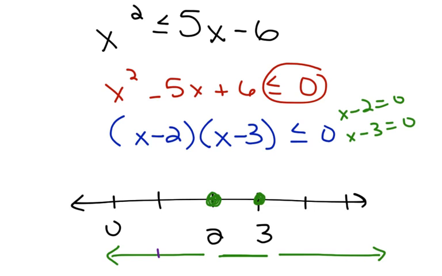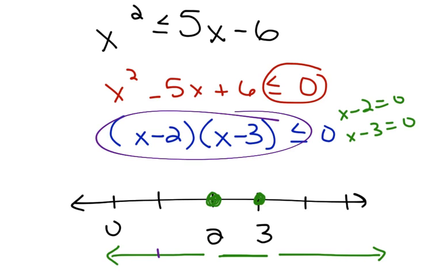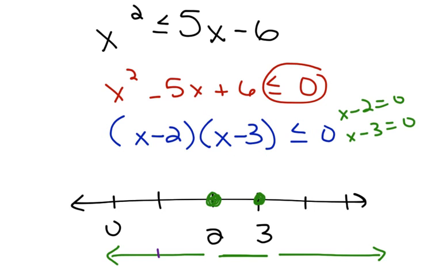In region 1, the part that's less than 2, how about I pick 0 to plug in, just because that's an easy number to plug in. So what happens when I plug 0 into this? I'm going to get negative 2 times negative 3, which is positive 6. Is positive 6 less than or equal to 0? Well, no, it's not. So this region here must be false.